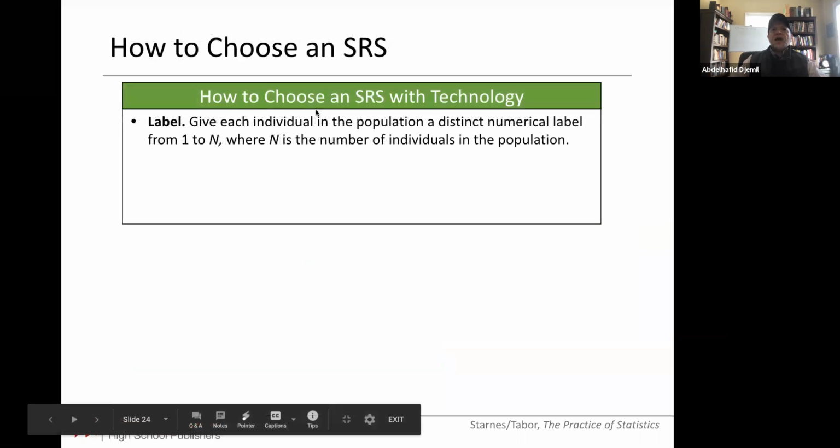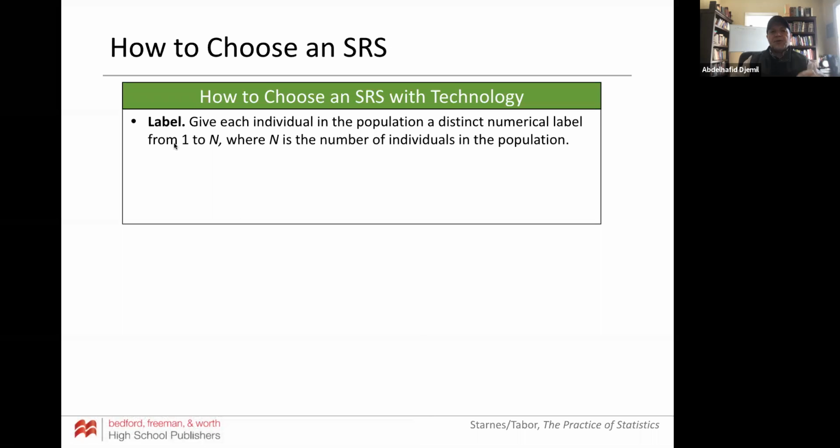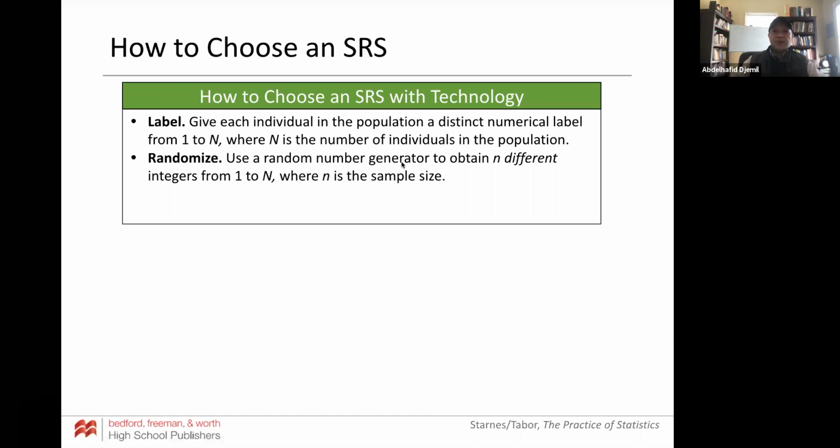Okay, so how to choose an SRS? The first thing is, if I have 10 people, I'm gonna label them from 1 to 10. And then randomize, use a random number generator. Some people will say, okay, we're gonna write the numbers, put the papers in a hat, mix those numbers and have a person select 5 to get the sample. That's fine. But there is another way, which is to use the random number table, or to use the calculator to generate, or to use the computer to generate random numbers.